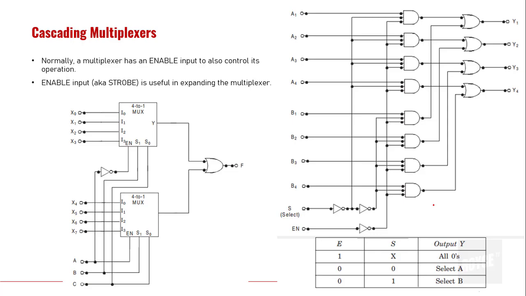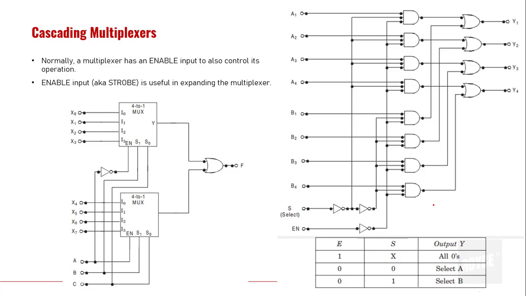Baka naman hindi enough for you yung 4-to-1 MUX. Baka kailangan mong mas madami kasi mas medyo malaki-laki yung production mo, di ba? Madami kang camera. Madami kang kailangan i-capture. So yes, you can cascade a multiplexer. Multiplexer normally has an enable input. So this actually controls the operation of the specific multiplexer.